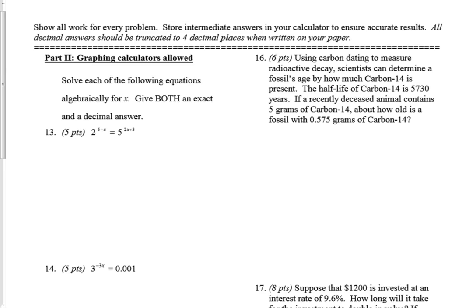Now I'm scrolling over to part 2 of the test, which is the graphing calculator allowed part. Let's be sure we read the directions. Even though our calculator is allowed, we still have to show all work, and it says to store intermediate answers in your calculator to ensure accurate results.